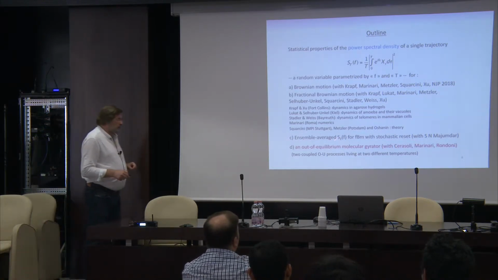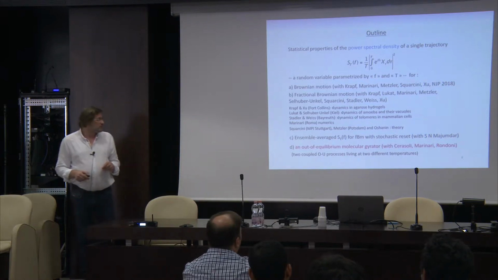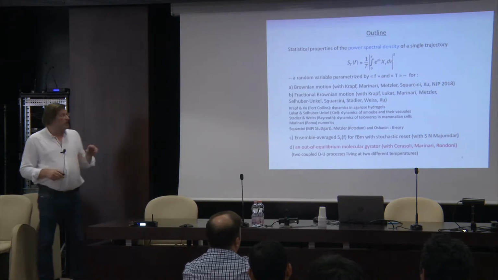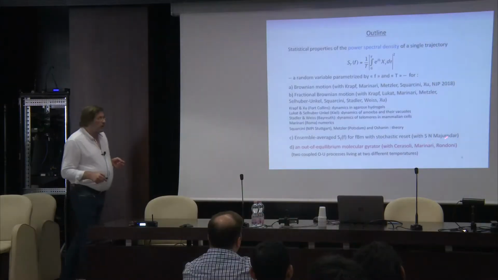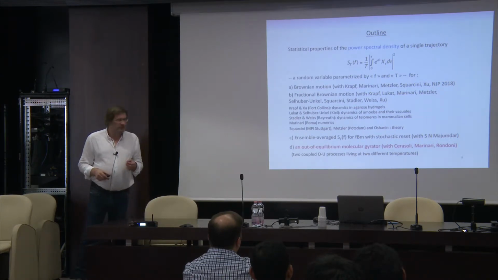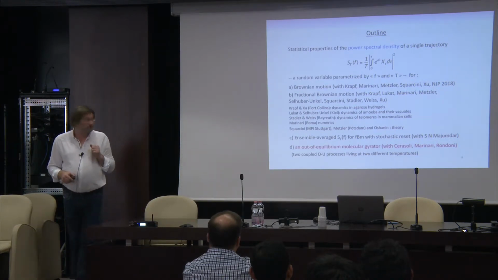Then I will talk a little bit about our very recent work with Satya Majumdar, where we calculated now only the first moment of this random variable, the ensemble average power spectral density, for the case of fractional Brownian motion interrupted by stochastic reset, which was the topic of talks yesterday, except that we look at a little bit more general process, not Brownian motion, but fractional Brownian motion. And the paper appeared in JPhysA online just yesterday.